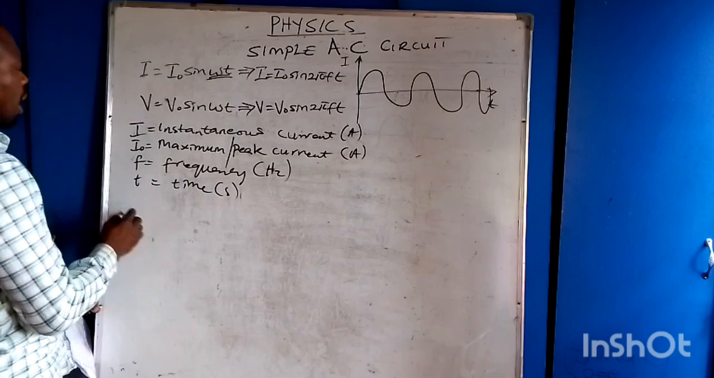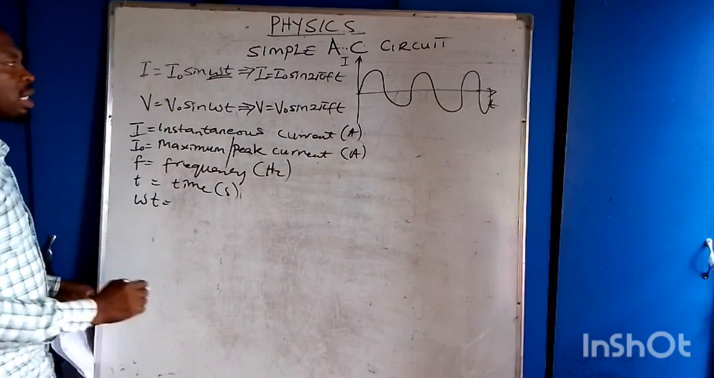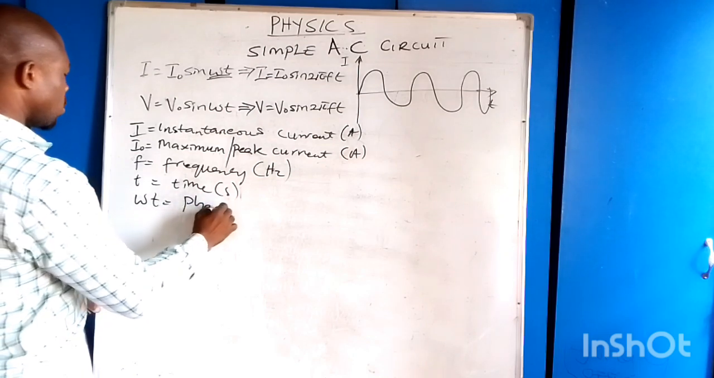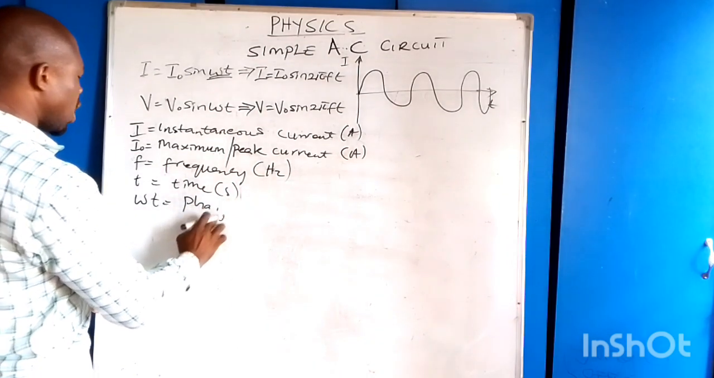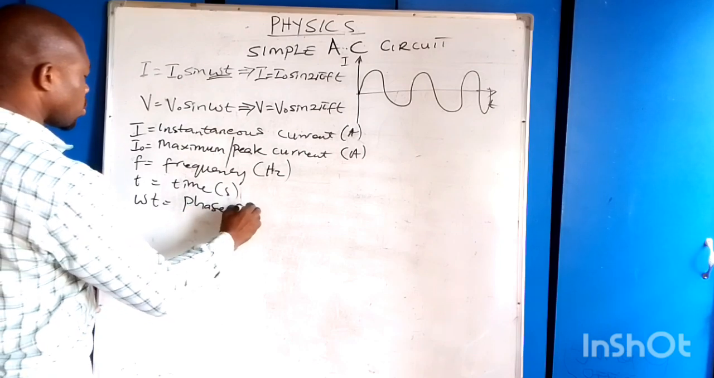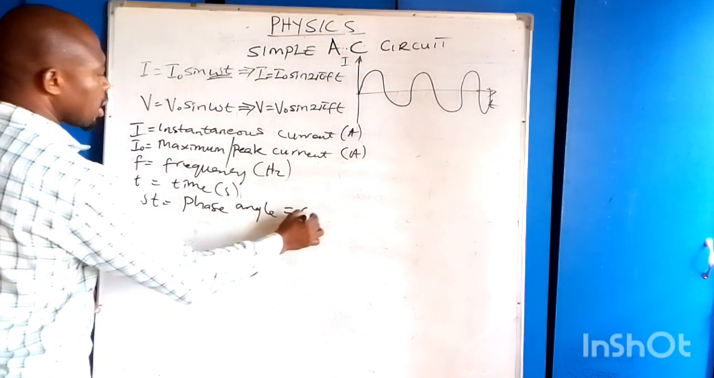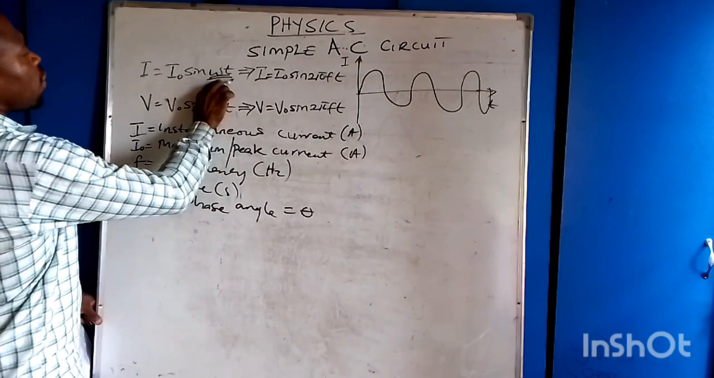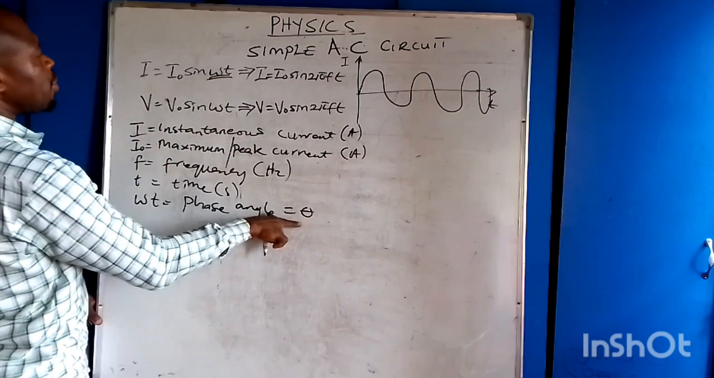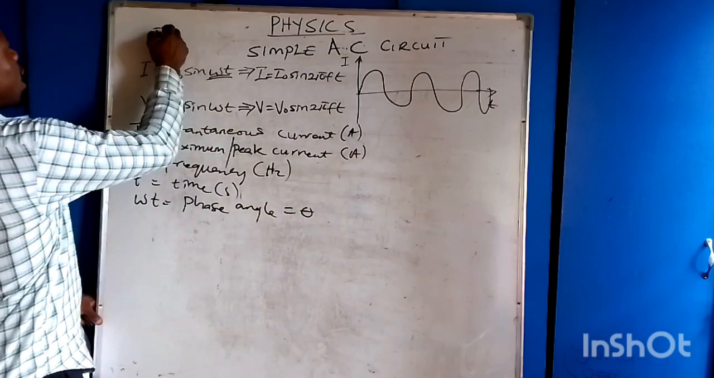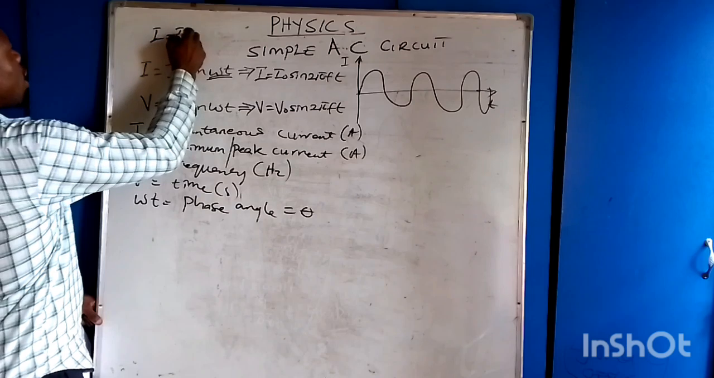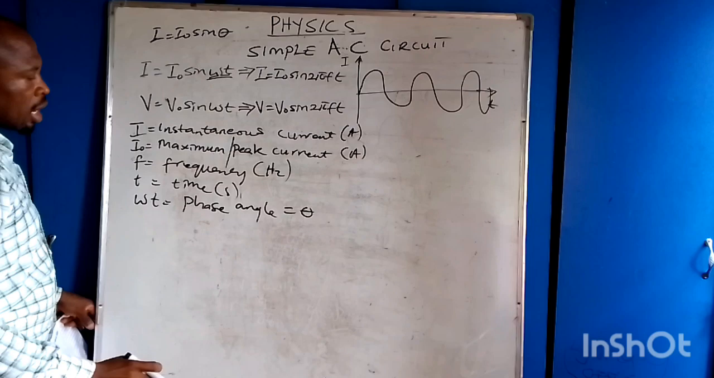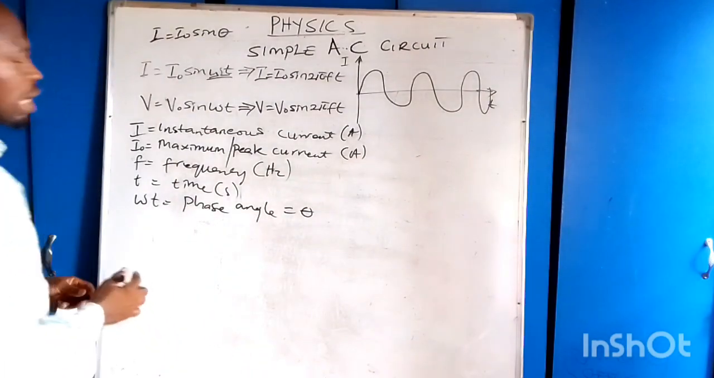This factor here, omega t, is our phase angle. It can also be written as theta, because if you remove this, this can be represented by theta, giving us that I is equal to I naught sine theta. Okay, so this is our phase angle.